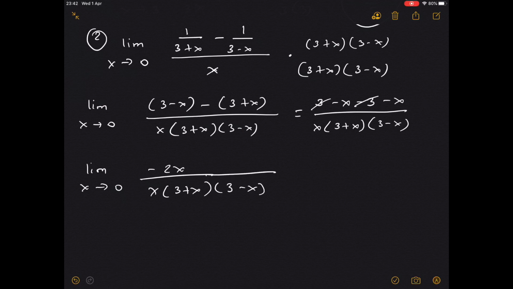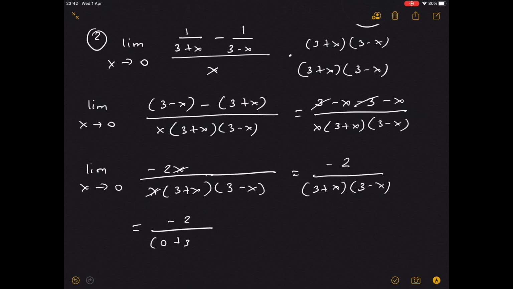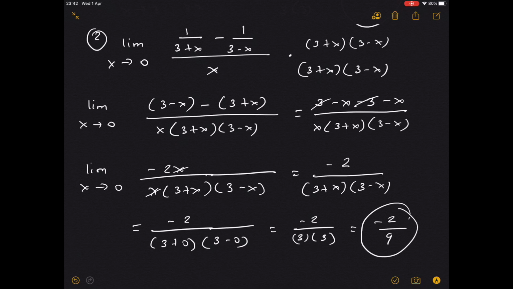Then you can still cancel the x and x here. So the resulting function will be negative 2 over (3 plus x) times (3 minus x). So substituting, the limit will be negative 2 over (3 plus 0) multiplied by (3 minus 0), equal to negative 2 over 3 multiplied by 3, so negative 2 over 9. So that is our limit for that second question.